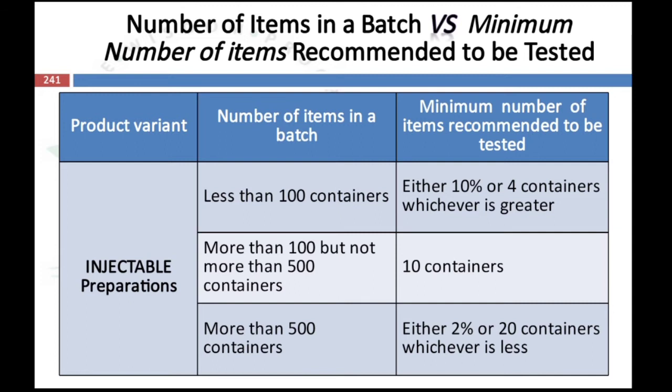So this is an example for an injectable preparation, and this is the number of items per batch, and these are the minimum number of items recommended to be tested.